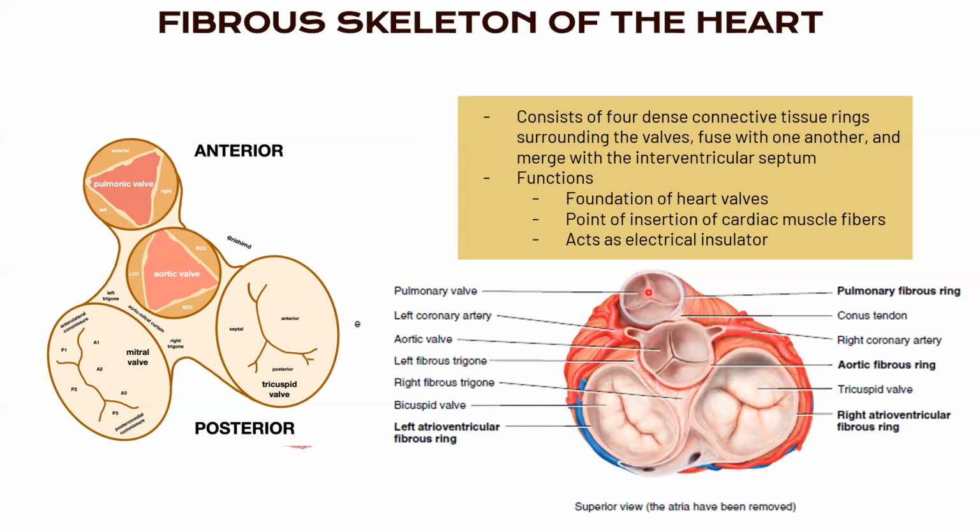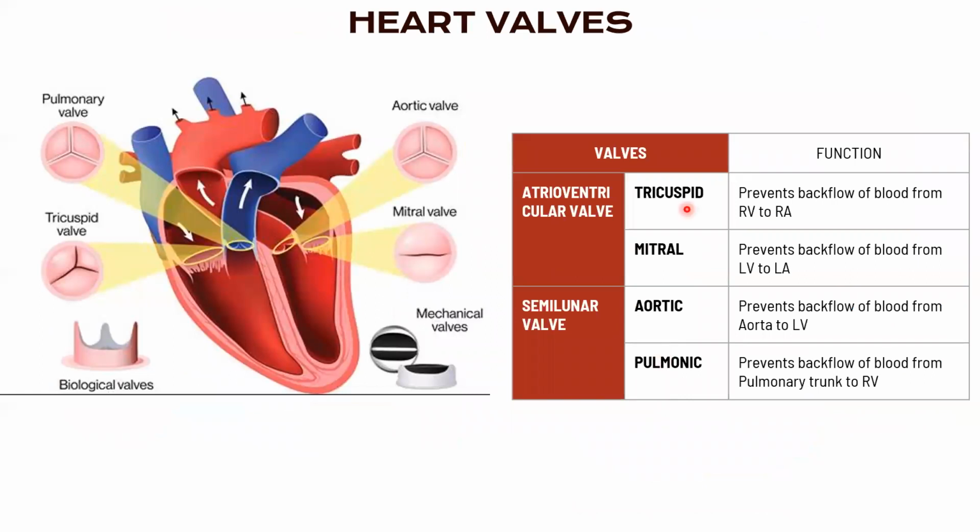Semilunar valves: pulmonary and aortic valves. Atrioventricular valves: tricuspid and mitral valves. They prevent backflow from one chamber to another. The tricuspid valve prevents backflow of blood from the right ventricle to your right atrium. Mitral prevents backflow from the left ventricle to your left atrium. The aortic valve prevents backflow from the aorta to the left ventricle. And the pulmonic or pulmonary valve prevents backflow of blood from the pulmonary trunk to your right ventricle.